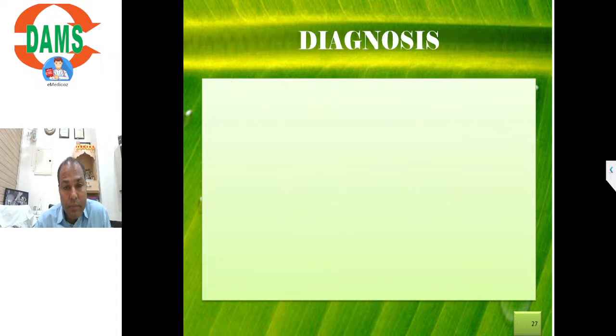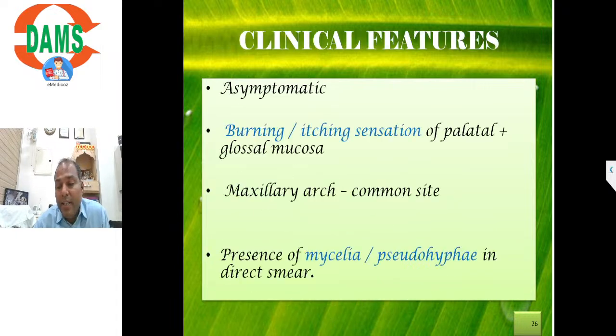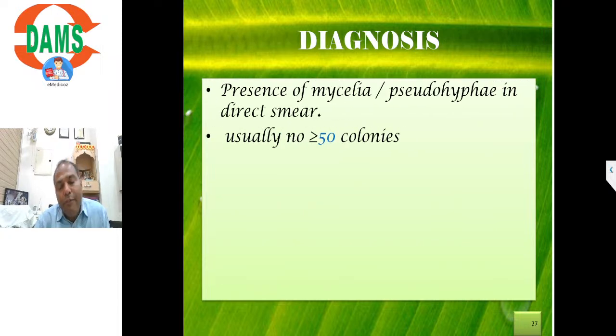Okay, how to diagnose it? Definitely, if we have to isolate an organism, we can take a direct smear. We can see it in the microscope, and if you see mycelia or pseudohyphae in the direct smear, and various colonies, normally more than 50 colonies along with the presence of hyphae and pseudohyphae, you can be rest assured that Candida albicans is involved.